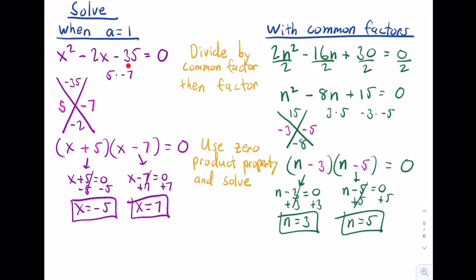Right, so if a equals 1, we just factor, use the zero product property, and solve it. With a common factor, we just divide by the common factor first, and then do the same process. Right, factor it, zero product property, solve it. And that's how we solve quadratic functions by factoring.